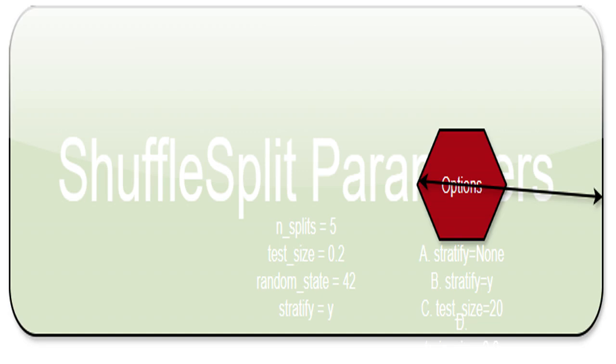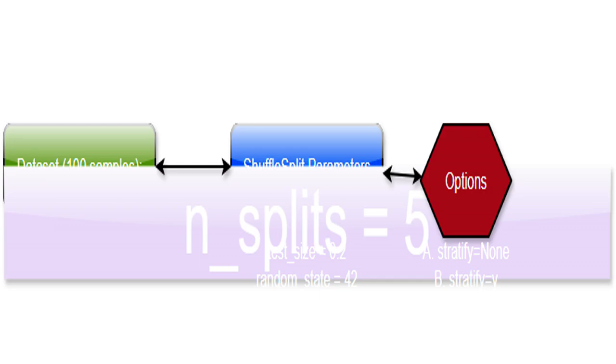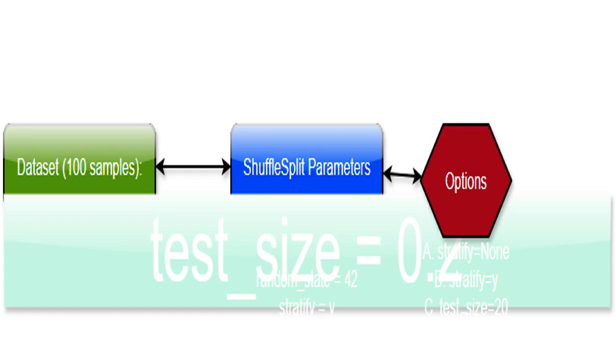Here, I'm defining the settings for the ShuffleSplit function, a tool I'll use to split my data for cross-validation. I want to create 5 different splits of the data. Each split will have a training set and a test set. For each split, 20% of the data will be used for testing, and the remaining 80% will be used for training the model. That's 0.2 as a decimal or 20 out of 100 samples.